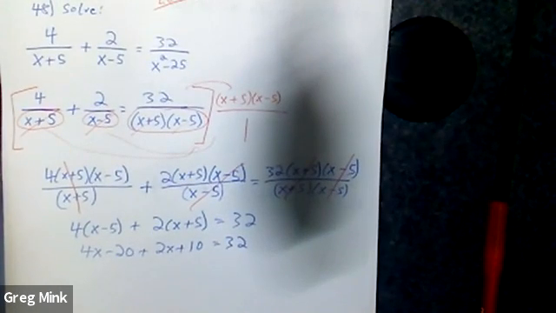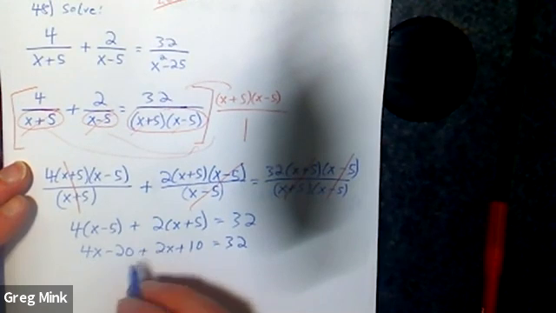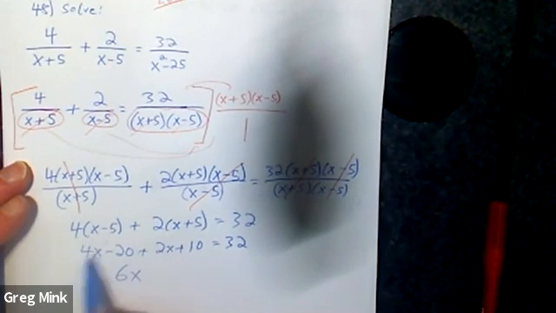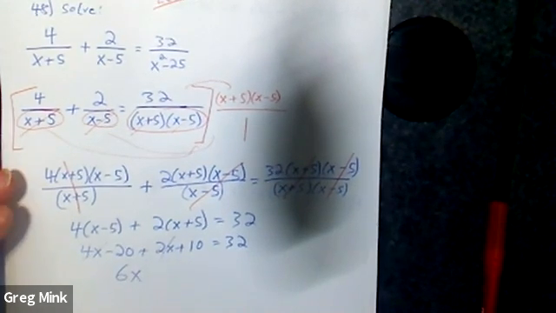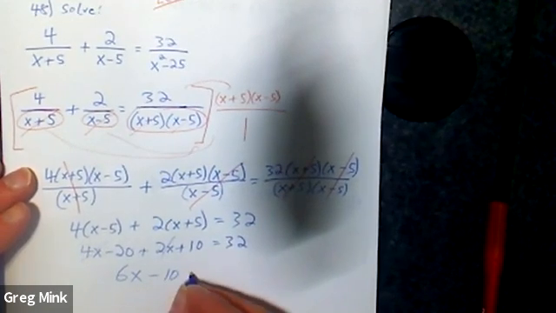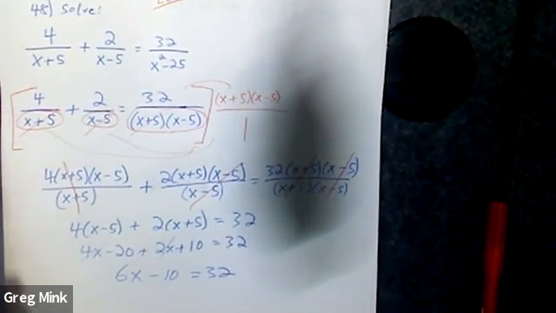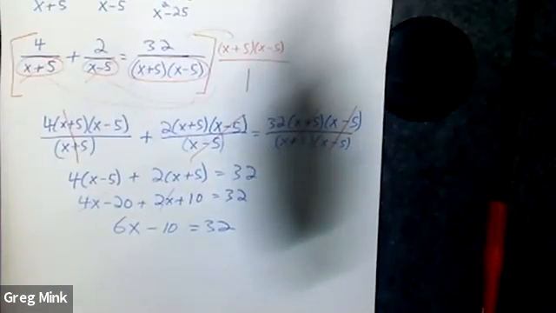Okay, I want to combine any like terms. I got 4x, I got 2x, that's 6 x's, taking into account these guys. Minus 20 plus 10, that's minus 10, equals 32. So I have 6x minus 10 equals 32.